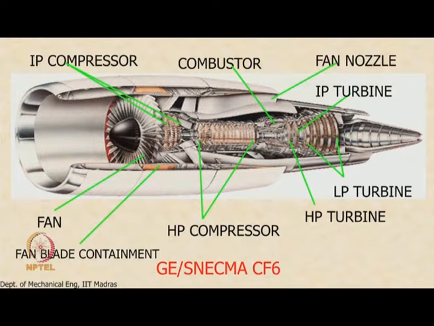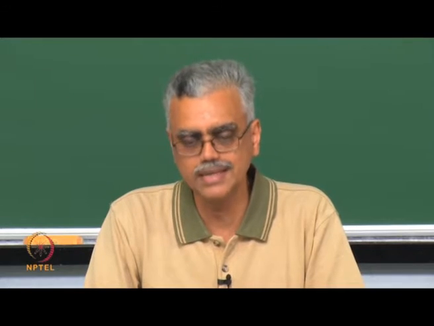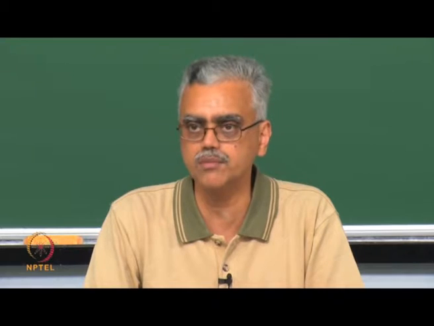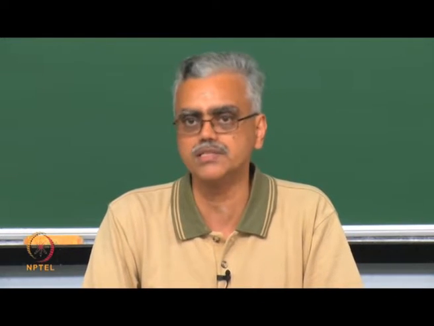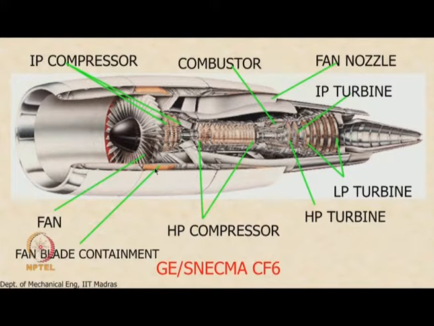The purpose of this is to contain any fan blade which might become dislodged due to some catastrophic event. Let us say a bird hit or some other problem. If a fan blade comes loose, these blades are actually quite big in size. So if it comes through, it can cause a lot of damage to the engine and to the fuselage, the cabin compartment, passengers and so on. So this is a safety feature that is a must for all turbofan engines. Okay, fan blade containment.